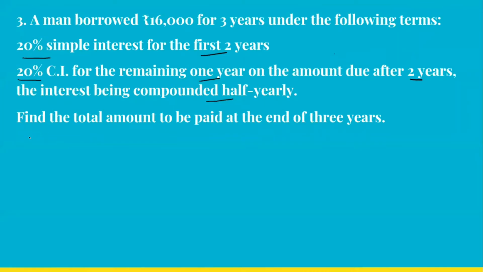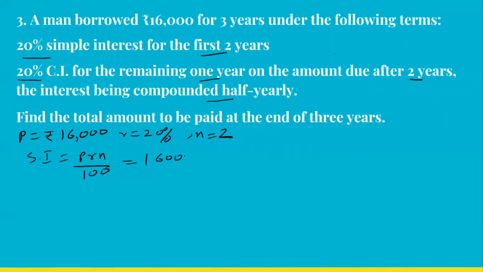So here the principal is given as rupees 16,000. The period is a total of 3 years and the rate is 20% when it is being compounded. Now what we are going to do is, for the first 2 years it is simple interest. So we are going to take n equal to 2. So let us find the simple interest using the formula PRN upon 100. Put the value 16,000 multiplied by rate 20%, time 2, upon 100.